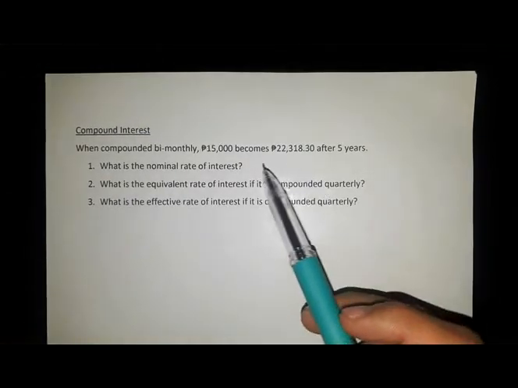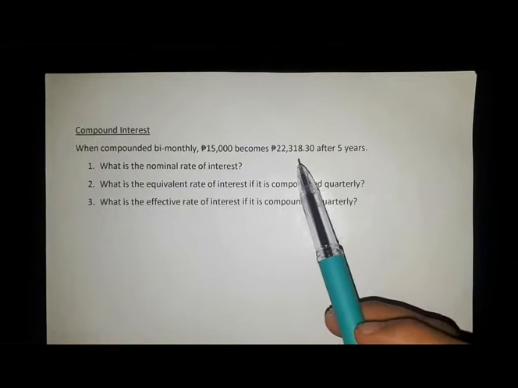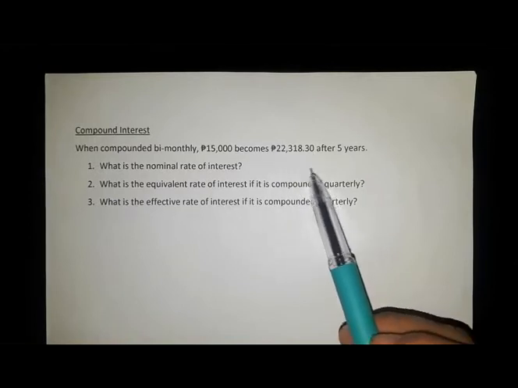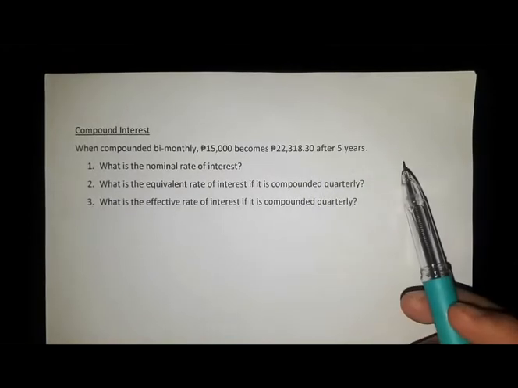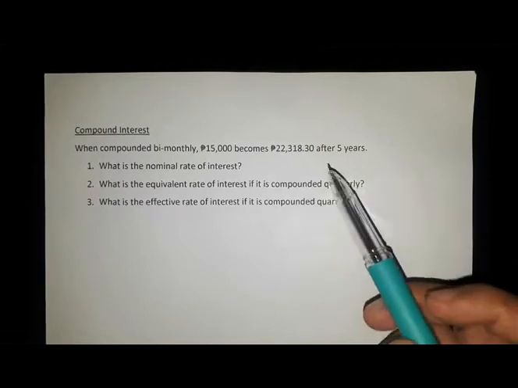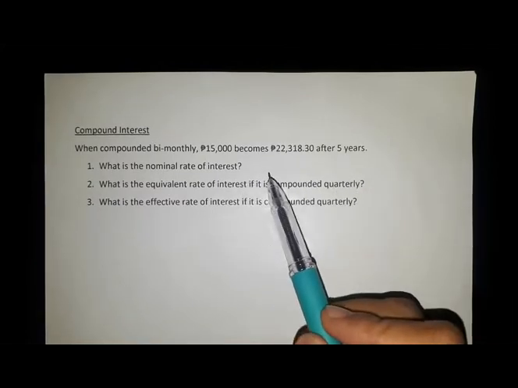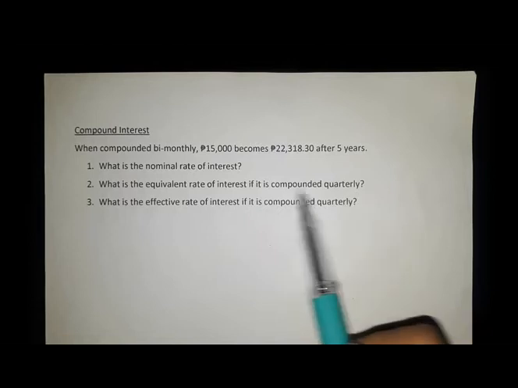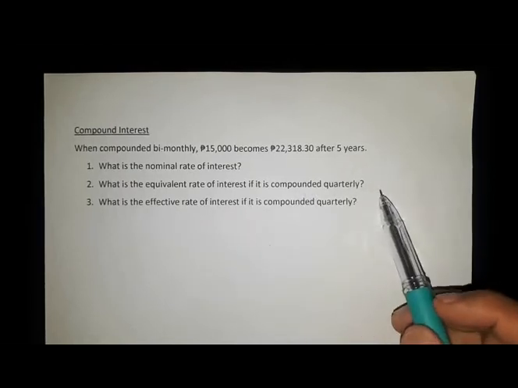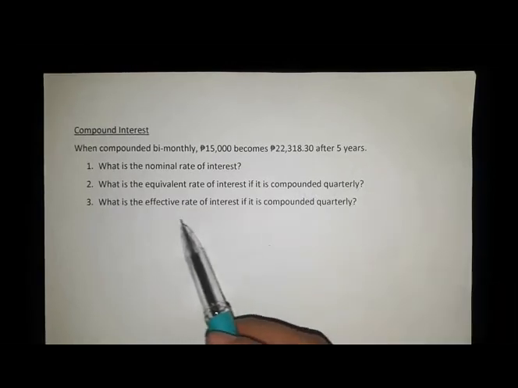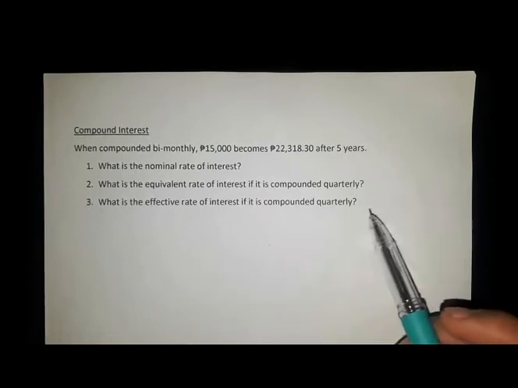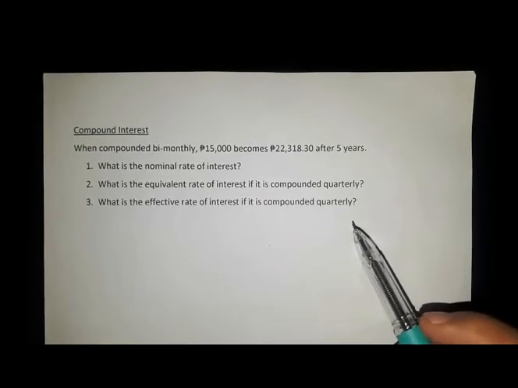When compounded monthly, 15,000 becomes 22,318.30 after 5 years. What is the nominal rate of interest? What is the equivalent rate of interest if it is compounded quarterly? What is the effective rate of interest if it is compounded quarterly?